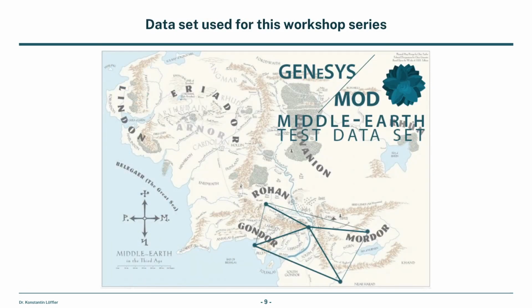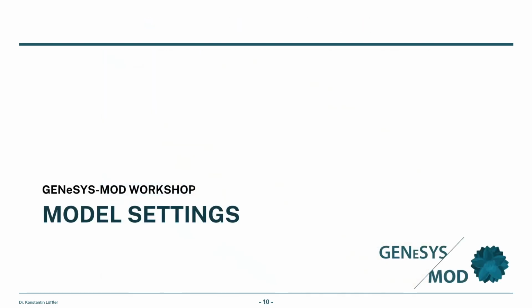The dataset used for this workshop series is the GENeSYS-MOD Middle Earth test dataset. It's specifically generated to test the model and to make it more understandable with a smaller size dataset for new users. And this is what we will be using today. Essentially, we have 5 nodes in total, and we will look at all the features of GENeSYS-MOD within these 5 nodes. Right.